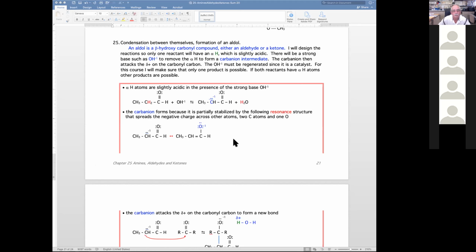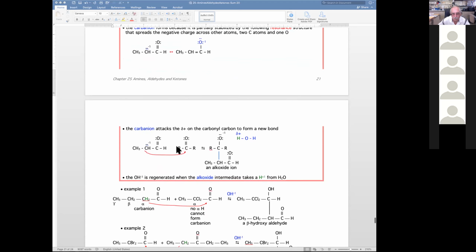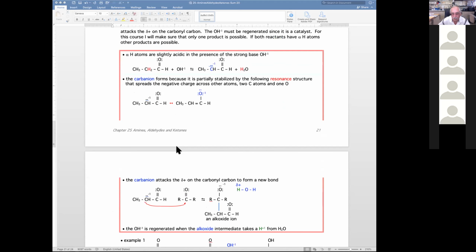So what about between themselves? This is called the formation of an aldol. So aldol formation. An aldol is a beta hydroxycarbonyl compound, either an aldehyde or a ketone. And I put the partial mechanism in here in the red box. Again, I'm not going to bother you with mechanisms unless it helps you get the product. And here's a case where it does do that.